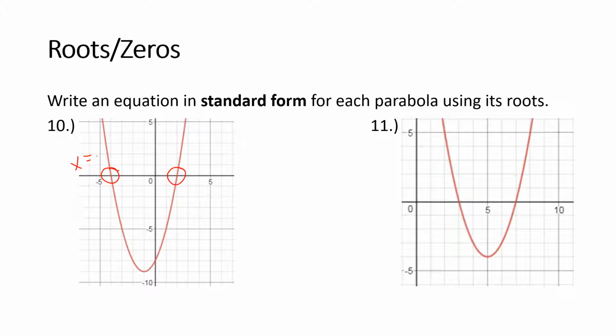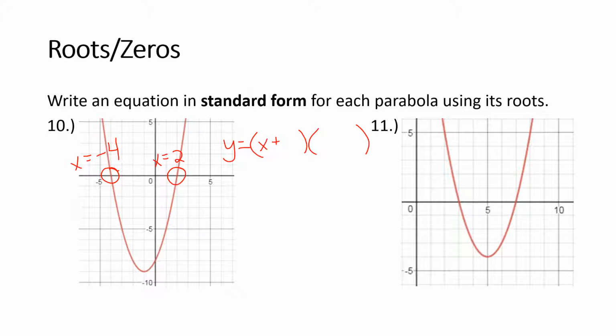So I've got x equals negative 4. And it crosses again over here at positive 2. So x equals positive 2. Now, those are the zeros. What you want to do is write your equation in factored form. So if it crosses at negative 4, what factor did that come from?